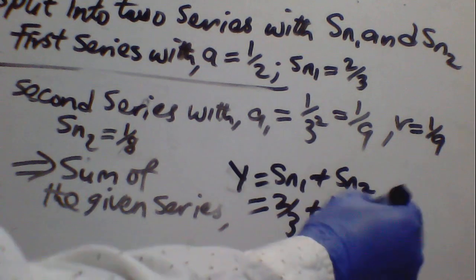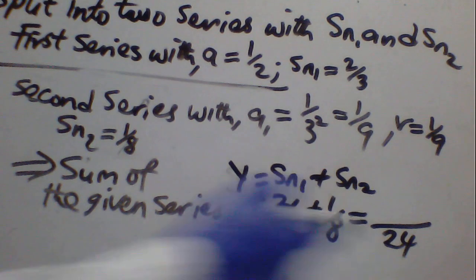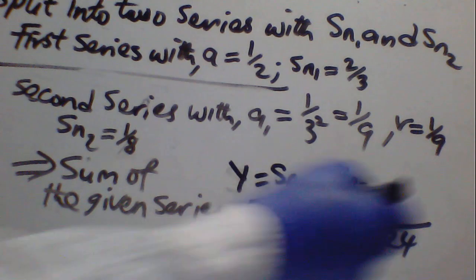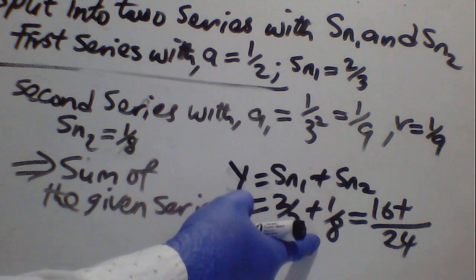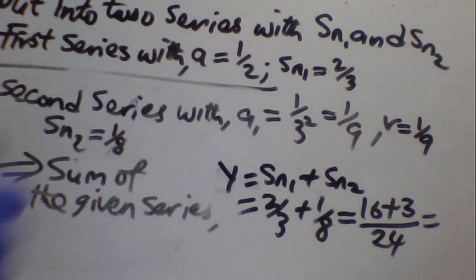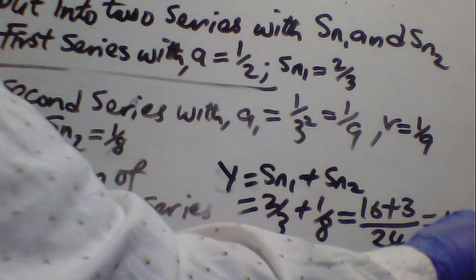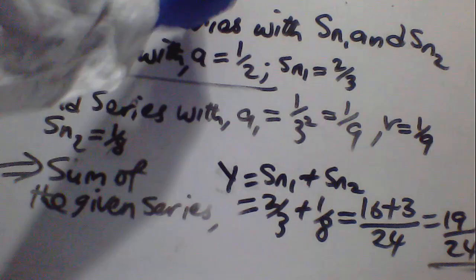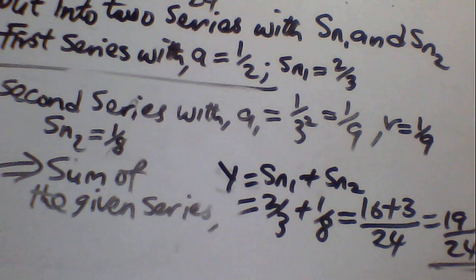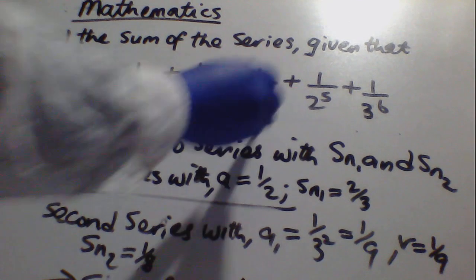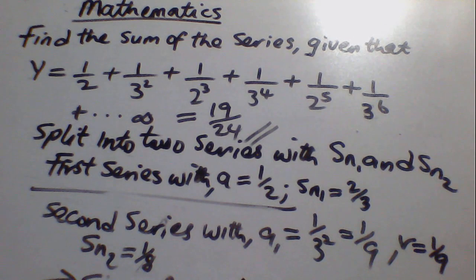The LCM is 24. So 24 divided by 3 will give us 8. 8 times 2 will give us 16. 24 divided by 8 will give us 3. 3 times 1 will give us 3. So 16 plus 3 will give us 19 divided by 24, and that is the sum. So the required sum is equal to 19 over 24.